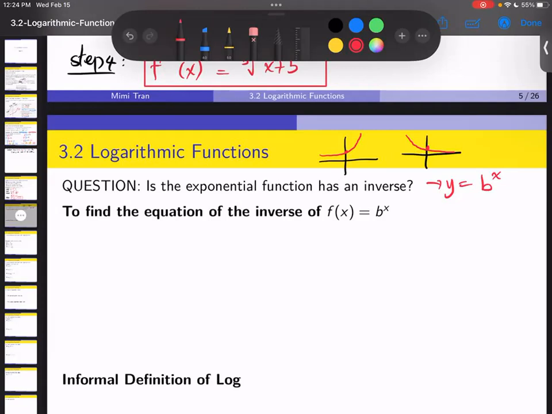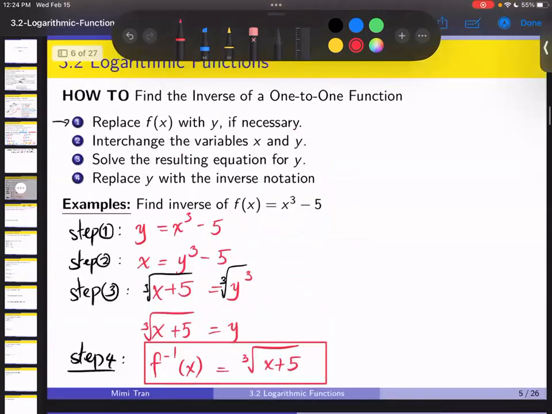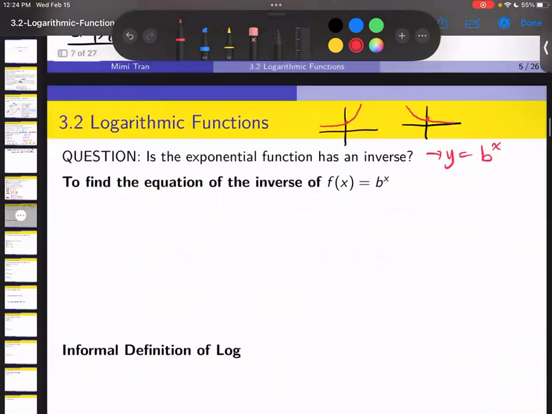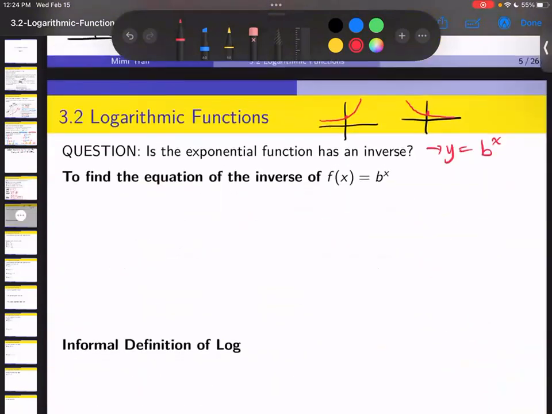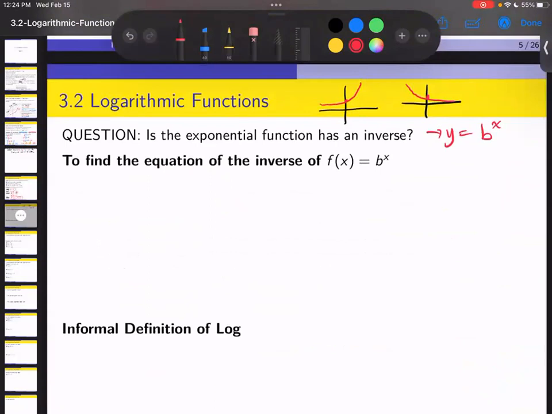Well, if it has an inverse, how do we find it? We're going to kind of use this process, kind of. So the first step will be replace f of x with y, right? And then second step, you swap x and y. So step one, you replace f of x with y. Step two, you swap x and y, so x equals b to the y. And step three, you solve for y. But how do I solve for y? This is special. Usually y is in the base, but now y is all the way at the top. How do I bring that y down?